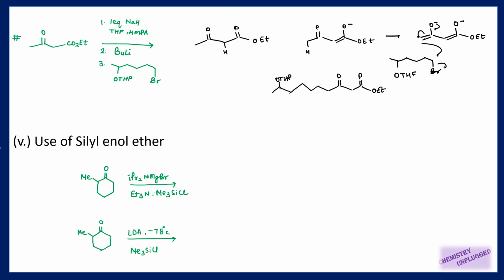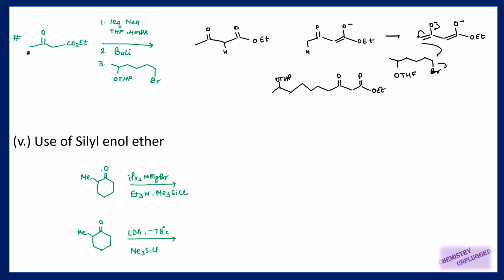Then the fifth is the use of silyl enol ether. So in this case we are generating a particular, specific enolate. We want to attach the alkyl group at this carbon only, that is why we are using a dicarbonyl compound, right? In later reactions we can remove these groups and we can have only a single ketonic group.